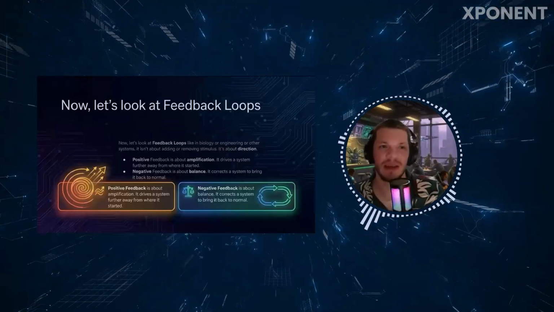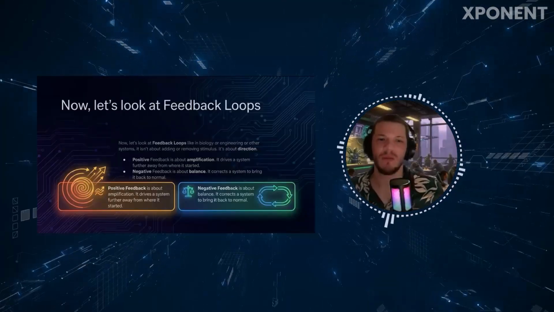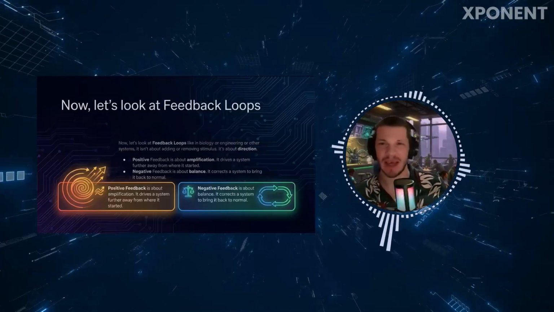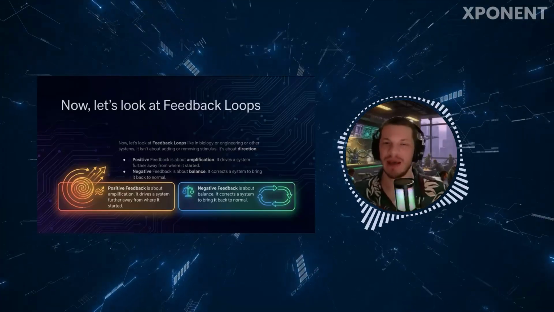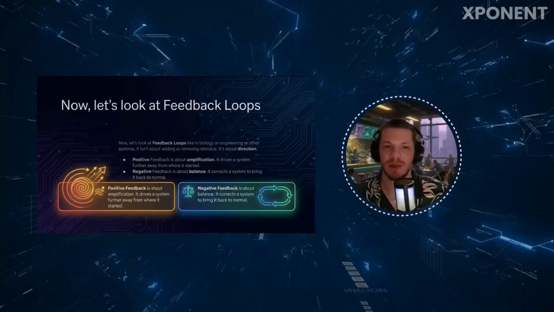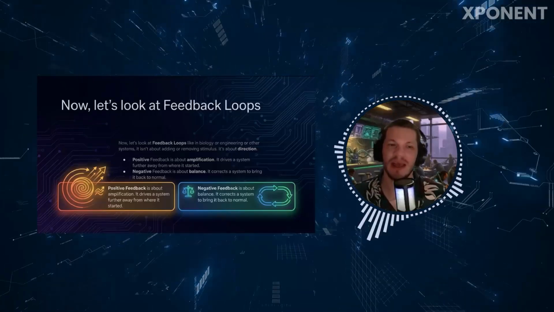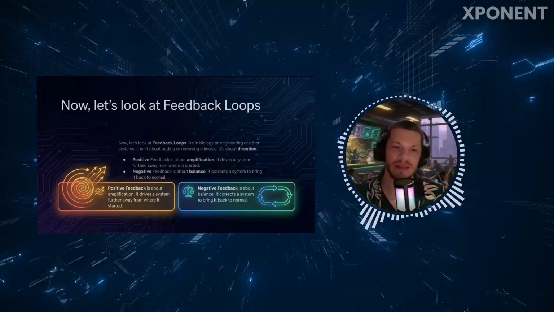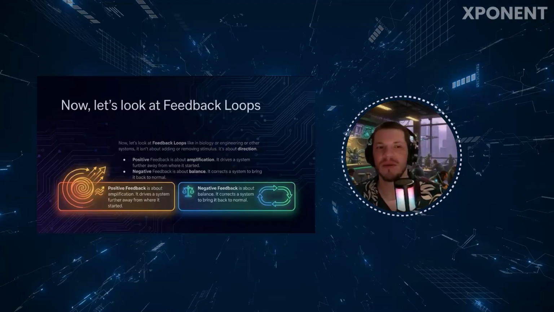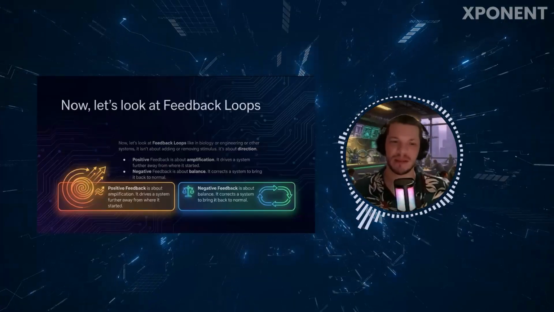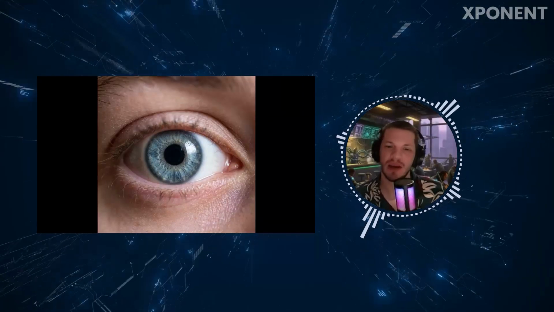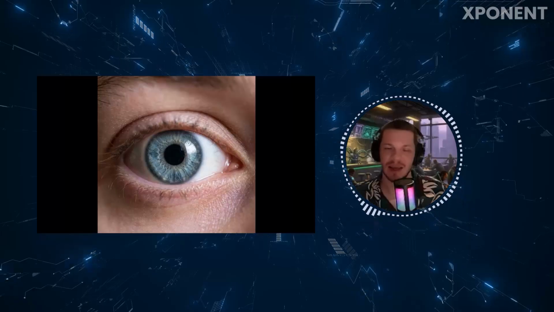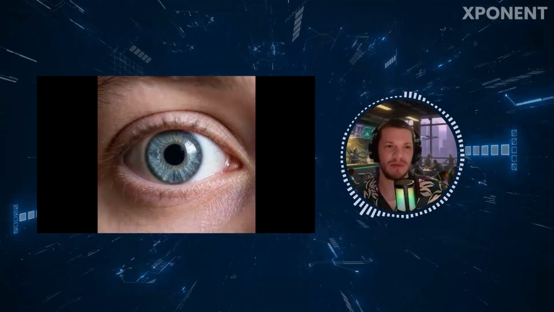I mean, look at positive and negative feedback loops. So in biology or engineering and other systems, it isn't about adding or removing stimulus. It's more about the direction. Positive feedback, it's about amplification. The system drives further away from where it started, and negative feedback loops are about balance. It corrects the system to bring it back to normal. So your oven element turning on and off to try and maintain a constant temperature, that's a negative feedback loop. Or the pupils of your eyes dilating, shrinking and growing, depending how much light there is, that's a negative feedback loop. Actually, a lot of the body's regulatory systems are negative feedback loops.